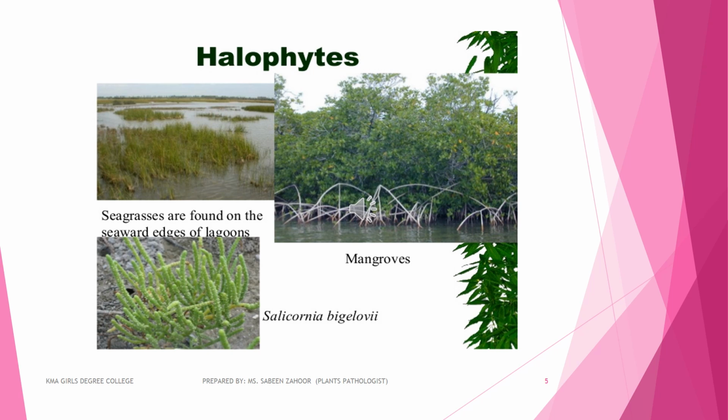And you know what? Mangrove is the beauty of Karachi city, because we are living in Karachi city and we have a coastal area near the sea, which is the Arabian Sea, right? At the coastal area, mangroves are abundantly present, which is the beauty of Karachi city. And mangroves are an example of the halophytes. Is this clear?